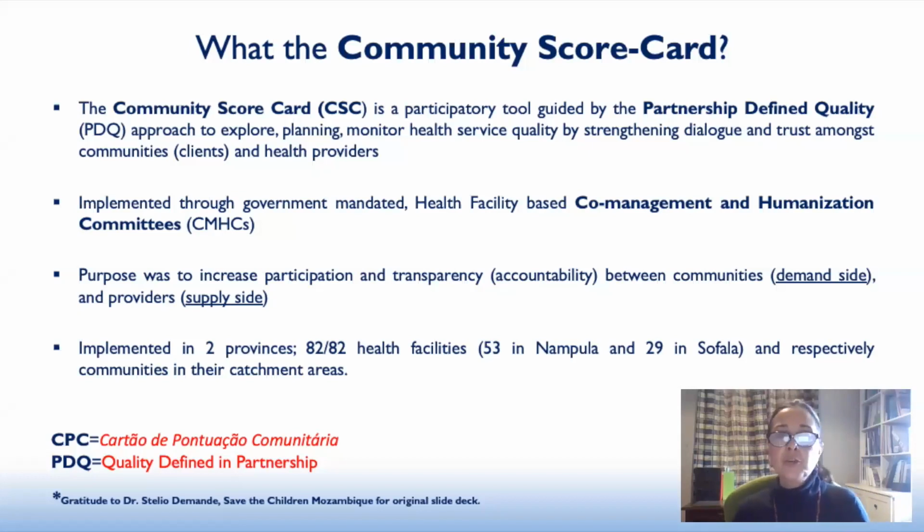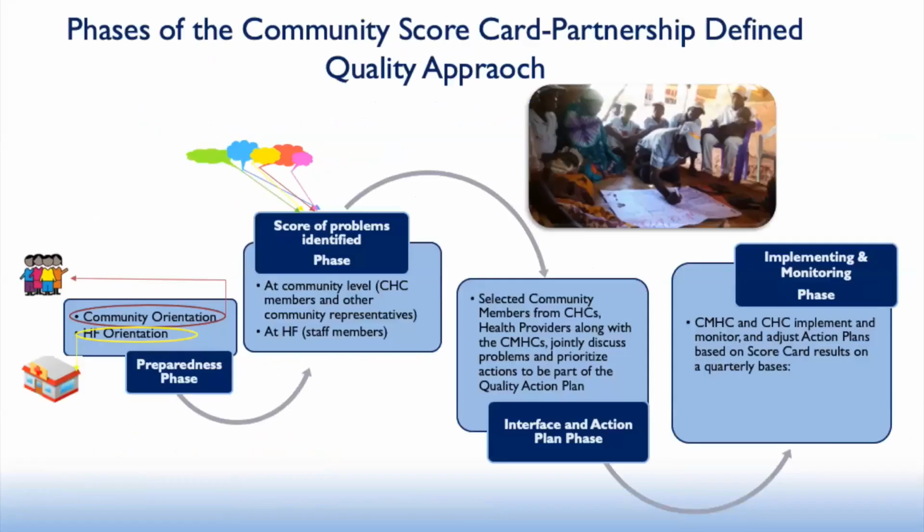It was implemented in 2 provinces in 82 health facilities. It was in Nampula province in 53 health facilities and in Sofala province in 29 health facilities. There were phases of the partnership-defined quality approach. This is slide number 3. And the implementation of the scorecard.